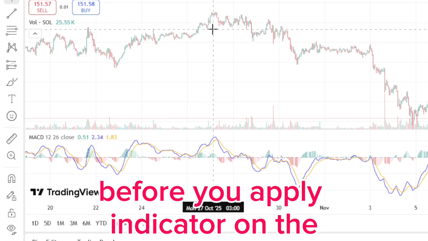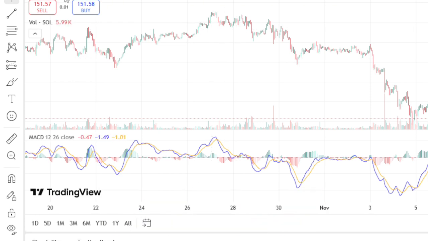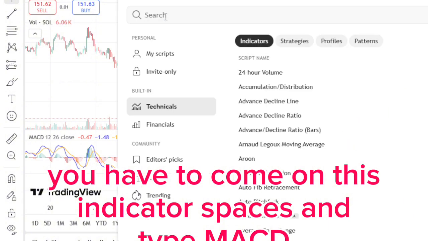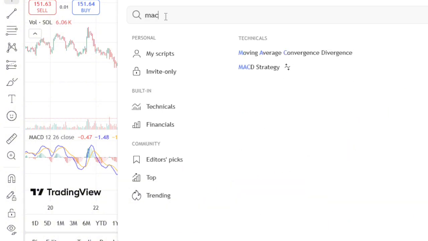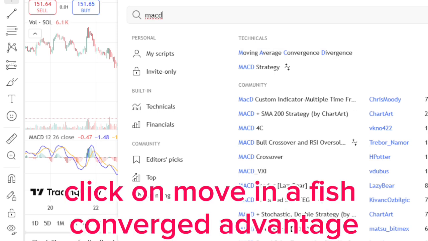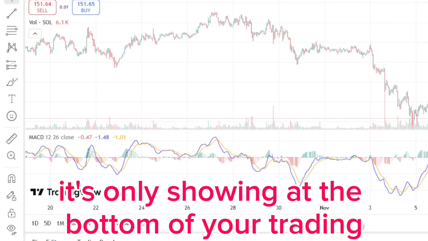Before you apply the indicator on the trading view, you have to come to this indicator space and type MACD. Once you type MACD, click on moving average convergence divergence. It's only showing at the bottom of your trading chart like this.